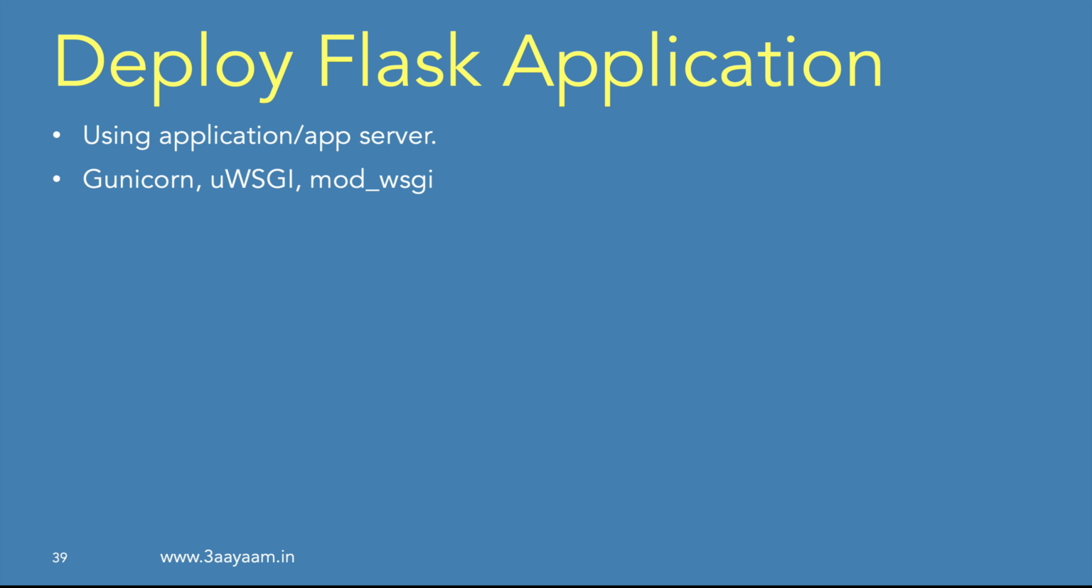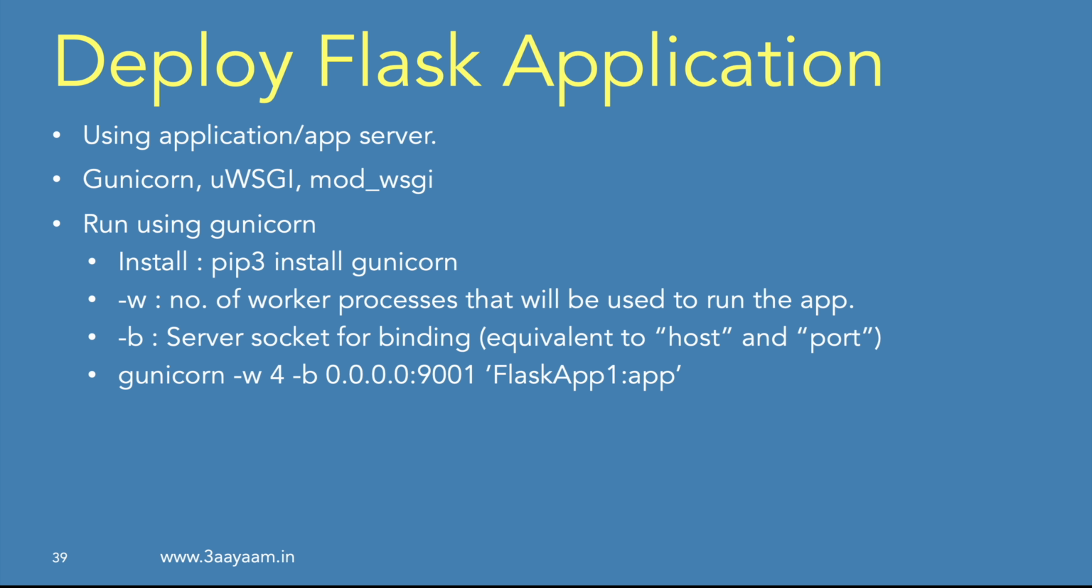If you mention -w equal to 4, let's say, what would happen is the same application would be running using 4 different cores or 4 different processors. Why do you do it? Because if you have an application server, or a server with multiple cores or processors, you want to run the application in parallel using all the processors. So that's where we'll use -w.